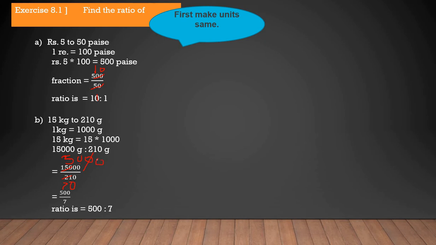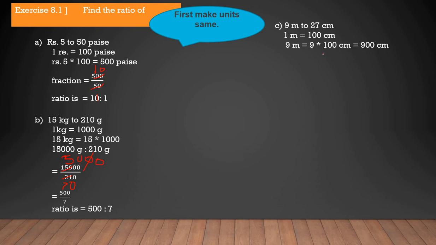Next is 9 meter to 27 centimeter. You know this, that 1 meter is what? 100 centimeter. This is very important and you have to write this sentence here. Then only you can convert it. So 1 meter is equal to 100 centimeters. So 9 meter will become 9 into 100, that is 900 centimeter.